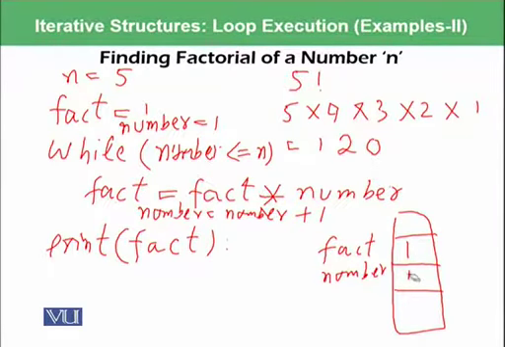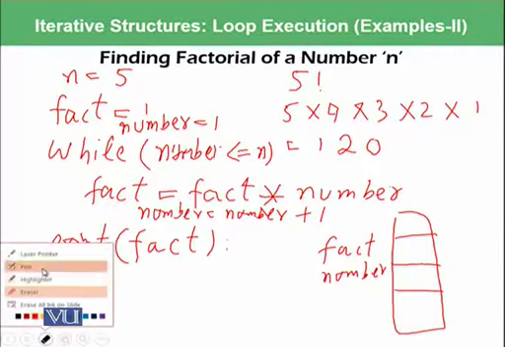So let's do it over here. At that time the fact will be 2 and number will be pointing to 3, and then 3 multiplied by 2 is 6, that would be stored in fact and number will be incremented further. So this 6 will be stored in fact and number will be 4, and this 6 multiplied by 4 will become 24, which will be stored in fact and number will become 5.